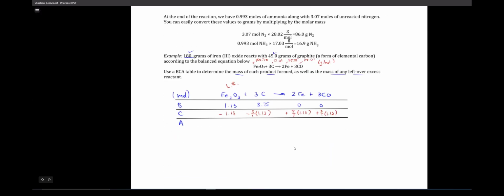Okay. How much do we end up with of the limiting reactant? Always 0. Good. The next one, 3.75 minus 3 times 1.13 would be 0.36. This would be 2.26. This would be 3.39.